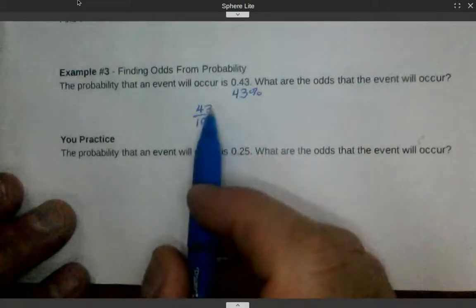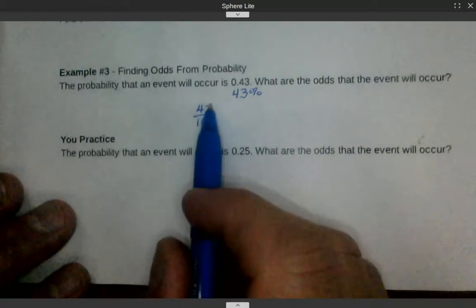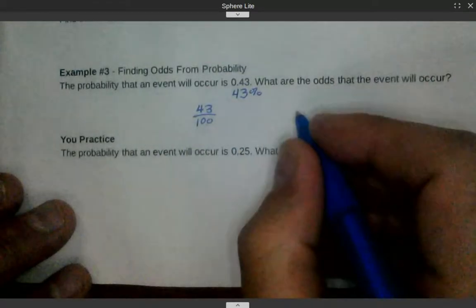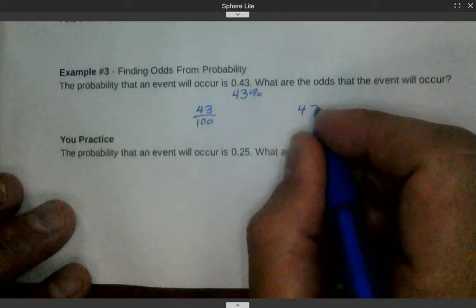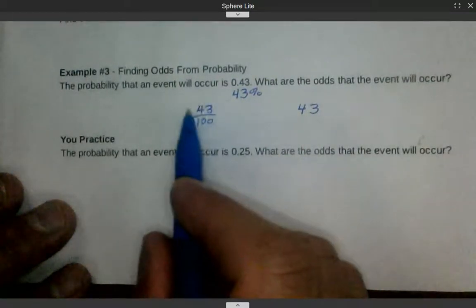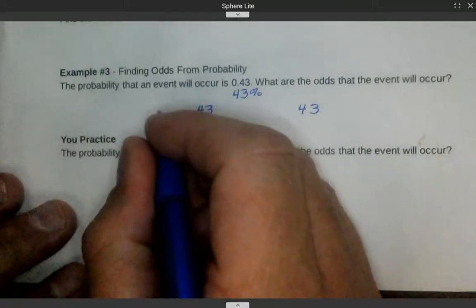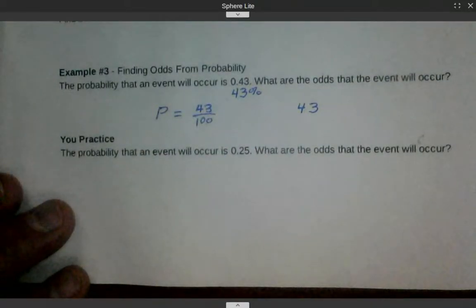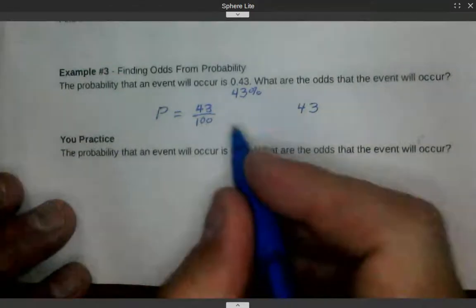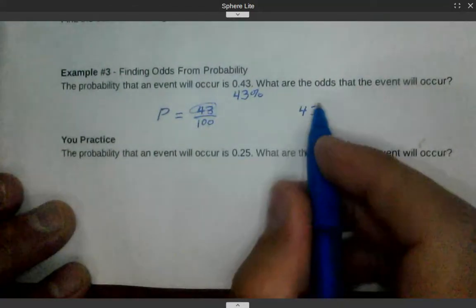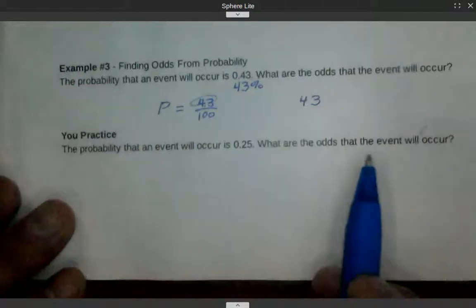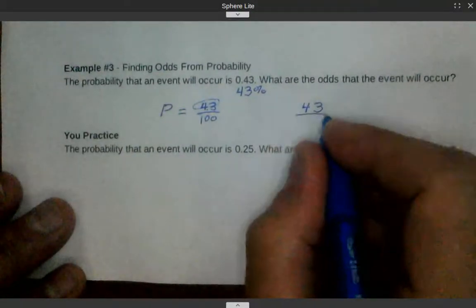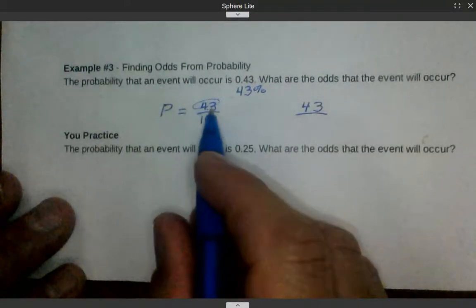Now we don't have decimal points. We actually have real numbers that we're working with. So to find the odds, what I'm going to do is take the number of favorable outcomes that I have, which in this case is the top number because this is my probability. Probability is 43/100. So the number of favorable outcomes is going to be the same in both probability and odds. The number of unfavorable outcomes is everything that is not 43.